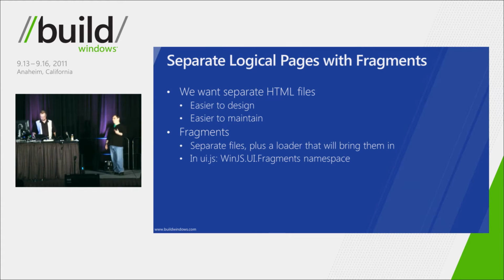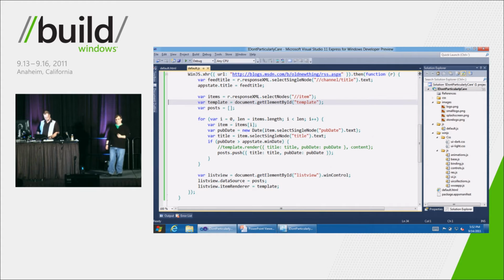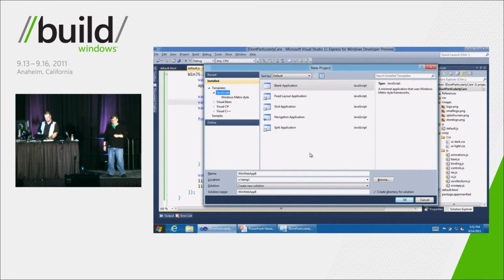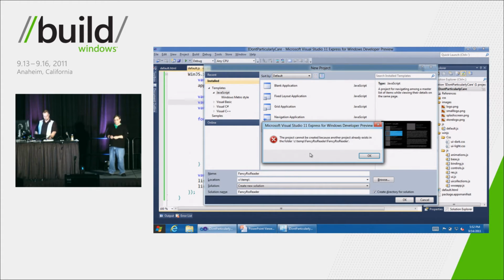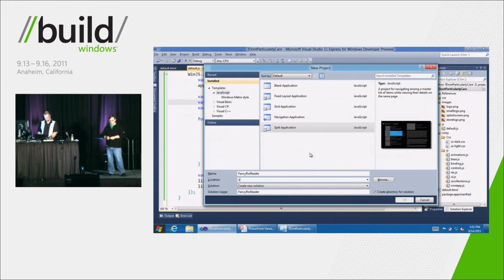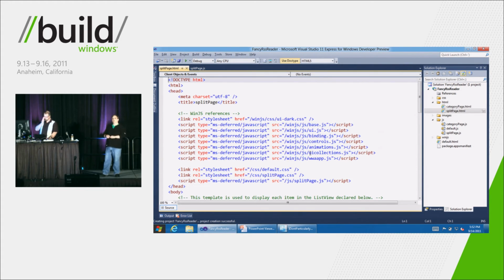Now, bringing in the fragment loader is going to be a little bit of a leap and more code than we really want to write by ourselves. So let's actually step into the VS templates. Let's create a new project or run a separate copy of VS, whatever. Let's do the split application. This is one of the VS templates for one of the standard Metro-style UIs. You want to just run this real quick?